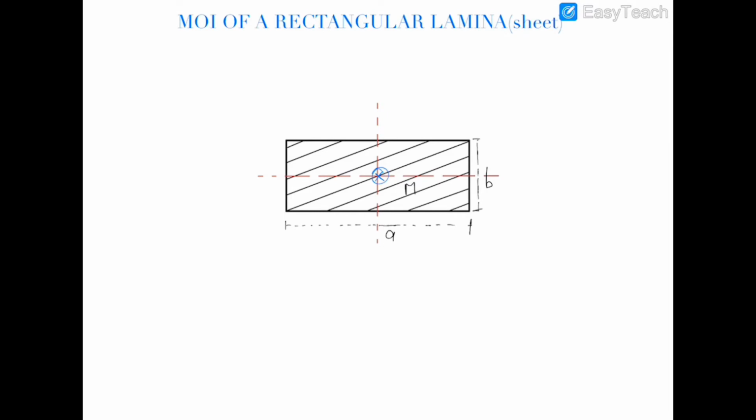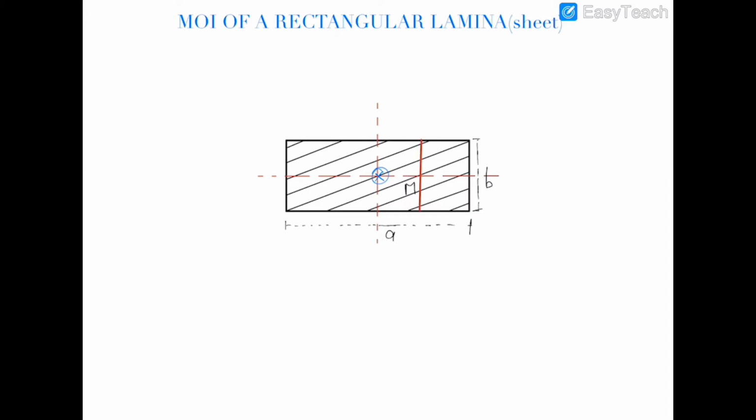In this video, we are going to discuss the moment of inertia of this rectangular lamina sheet about an axis which is passing through its center of mass, and this axis is also perpendicular to the plane containing this rectangular lamina. So we have to find out the moment of inertia about this axis. Let us first find out the moment of inertia of this lamina about the y-axis.